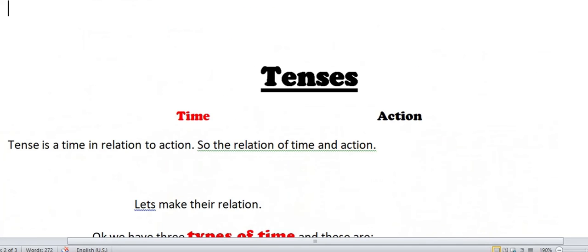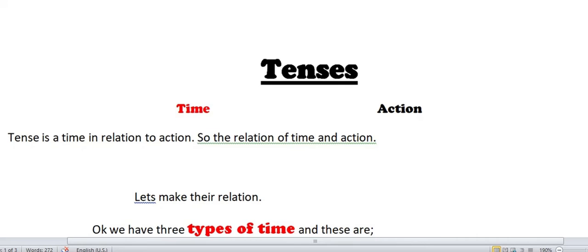Let's see what tense is. Mostly what we have heard about tense is that it is time. But what exactly is it? Tense is the time in relation to action. Action is so important in tense. If there's no action, then it's not a tense, it's a simple sentence. Even a simple sentence has a time in it, but it has no action. So here is the definition: tense is time in relation to action. So the relation of time and action.